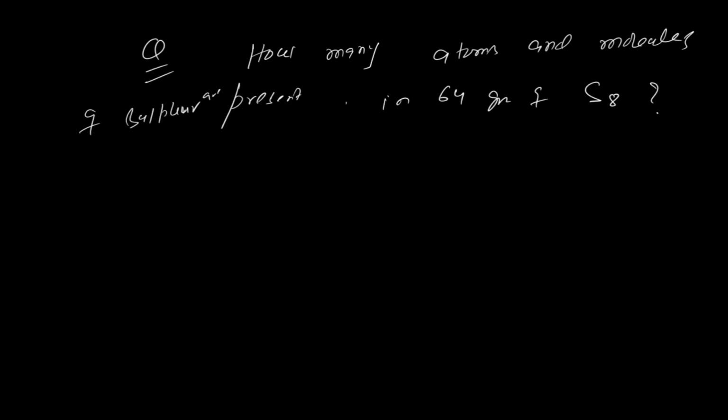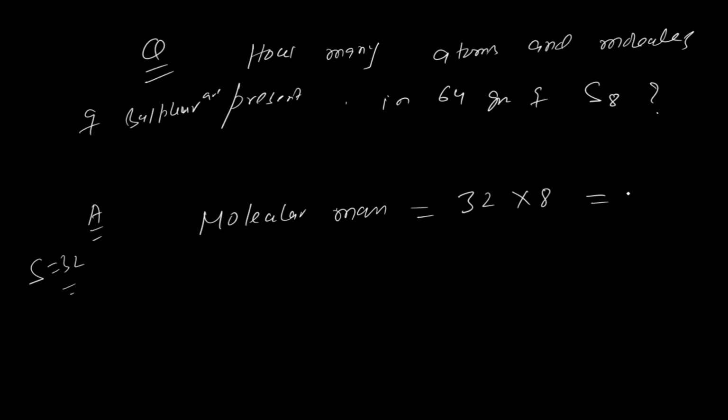So how do we solve this type of question? First you should know sulfur has atomic mass 32. First find out the molecular mass. S8 is made up of 8 atoms of sulfur, so you just do 32 into 8. It will come 256. So the molecular mass is 256 unit.